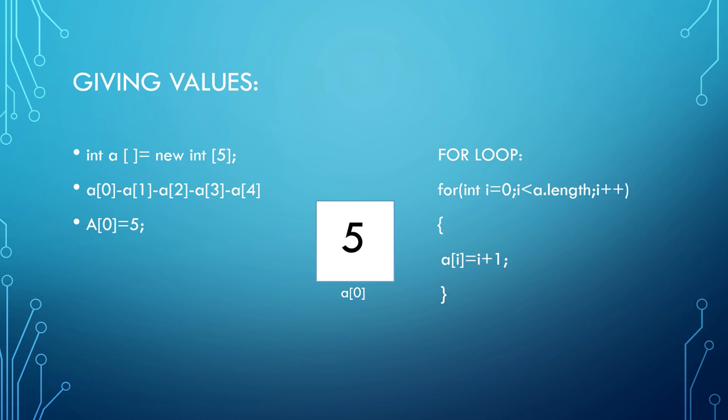Now you can use these brackets, a of I, like a of 0. a of I is equal to I plus 1. Now the reason I said I plus 1 is because if a of 0 is equal to only I, that will be a of 0 is equal to 0, a of 1 is equal to 1, a of 2 is equal to 2. We wanted to start from 1 to 5, not 0 to 4. So we do I plus 1. So a of 2 is equal to 2 plus 1, 3. Like that. So now you've learned how to give values.